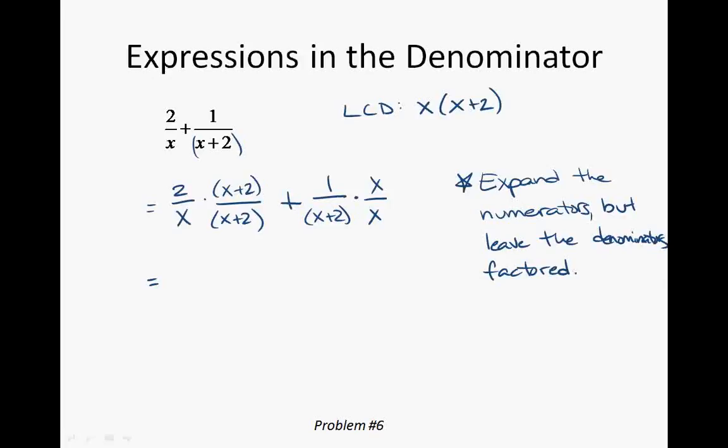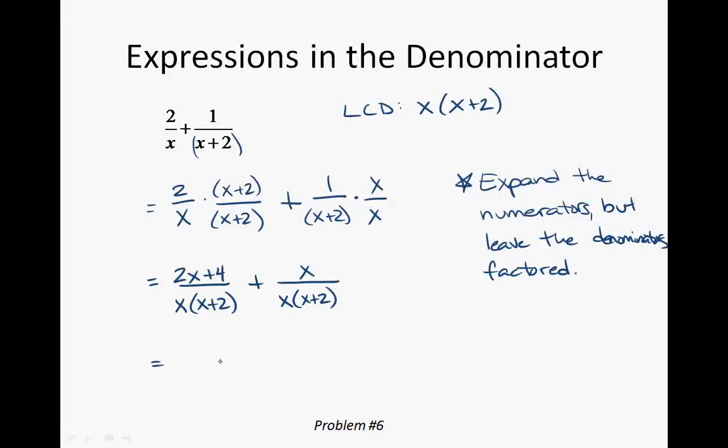So this next line will show you what I mean by that. My denominator, x times x plus 2, I'm going to leave it as x times x plus 2. I'm not going to distribute anything. But the numerator, 2 times x plus 2, I need to expand that. So I'm going to make it 2x plus 4. Okay, and then I do it again for the second fraction. I'm going to leave the denominator in factored form, and then I'm going to expand the numerator. So 1 times x is x.